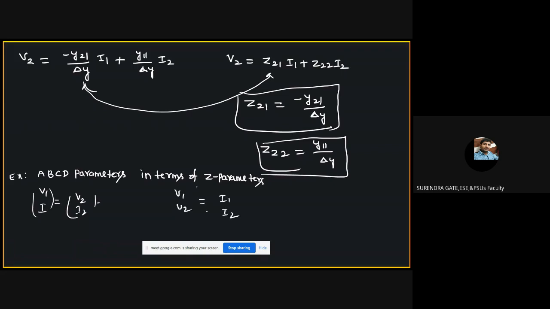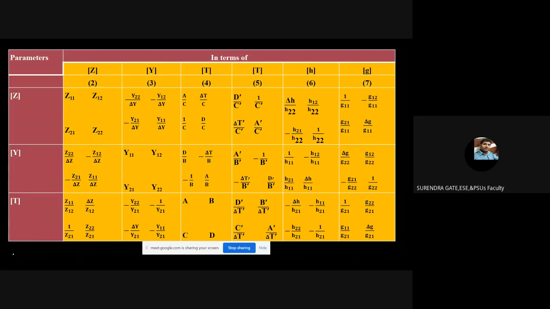Then if you want to compare this, you write all these z parameters v1, i1 in terms of v2, i2. You convert this v1, i1 in terms of v2, i2, then you can compare these two, then you can get the ABCD parameters in terms of z parameters. That is the procedure for every parameter. I'm not giving every derivation, not required. This is the final conclusion.